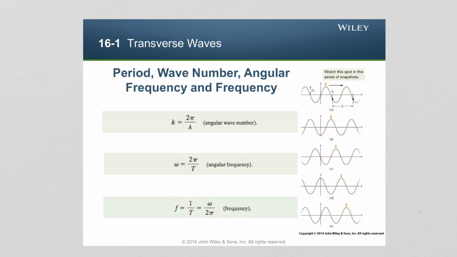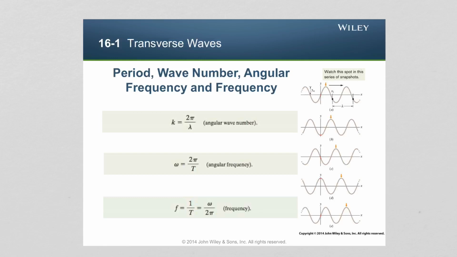The wave number k is defined as 2 pi divided by the wavelength of the wave. k is termed the angular wave number. What is the meaning of k? Well, k essentially is the number of wavelengths that fit in a unit length along the length of the material in which the wave propagates.